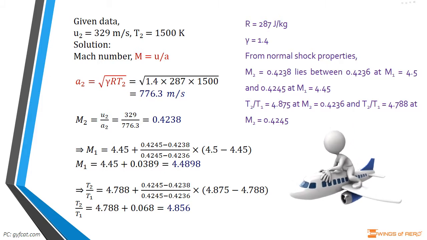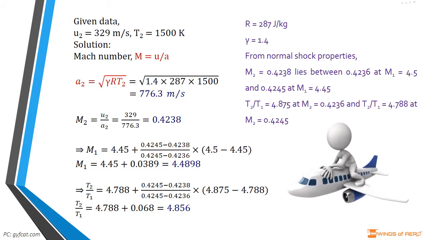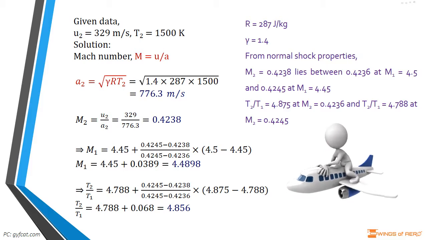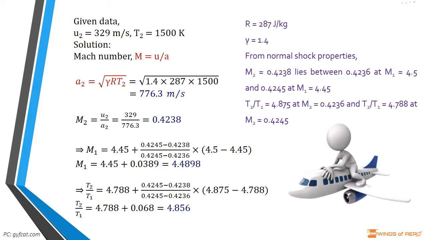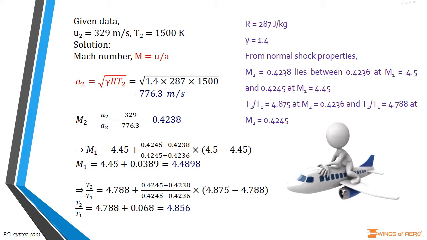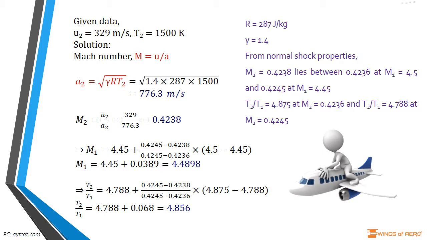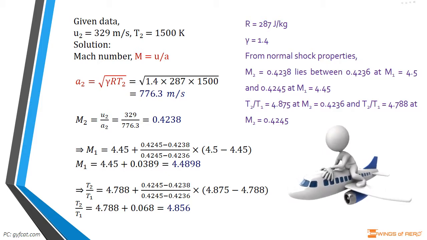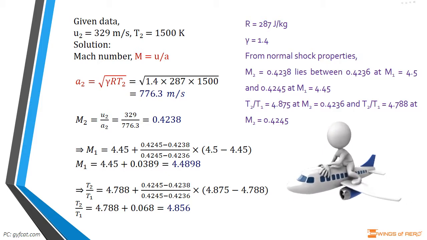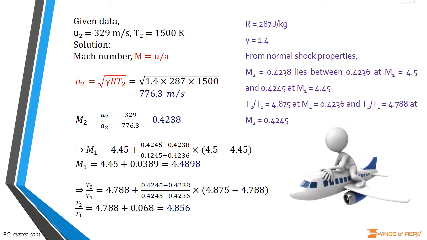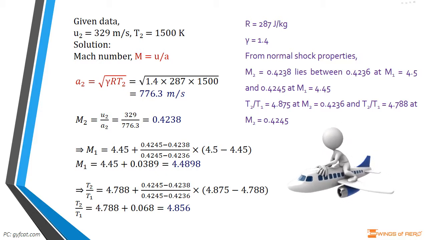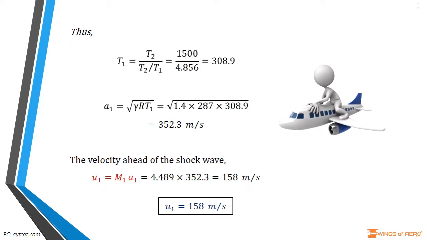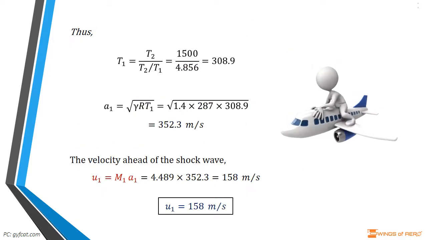And again, from normal shock properties, we note that at Mach number 0.4236, temperature ratio T2 by T1 is 4.875, and at Mach number 0.4245, the temperature ratio is 4.788. Interpolating to find the temperature ratio at Mach number 0.4238, we find the temperature ratio T2 by T1 is 4.856.